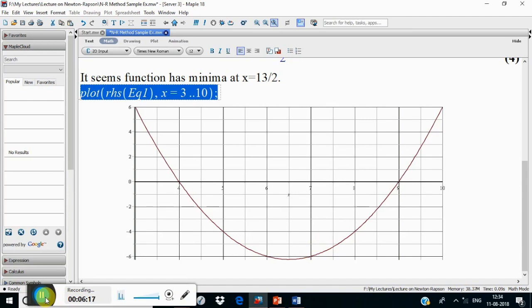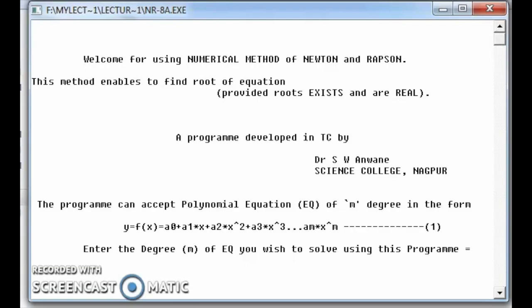Now I want to give you glimpses of how things work for C language programming. I have written a program. We shall run the program, and we shall key in A0, A1, A2, and let us see what happens. Now friends, I have loaded the nr-8a exe file that I have prepared in C++, and the first dialog box appears on the screen as welcome for using the numerical method of Newton and Raphson.